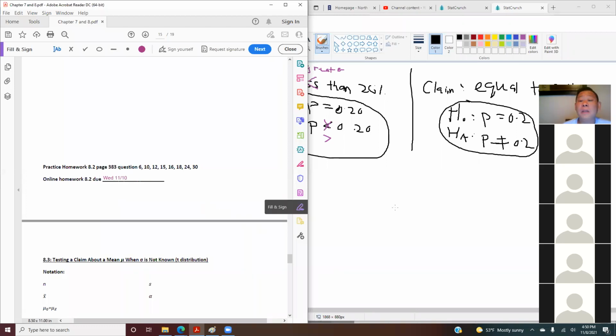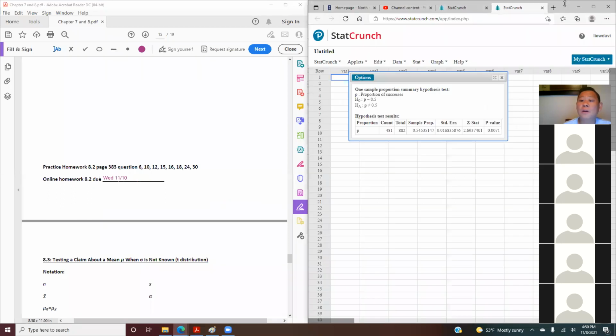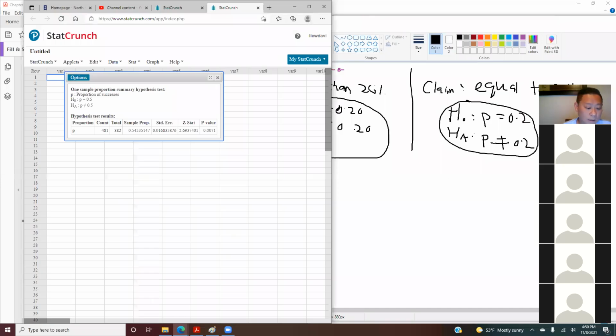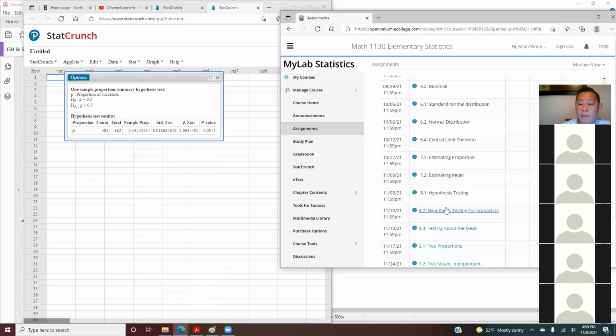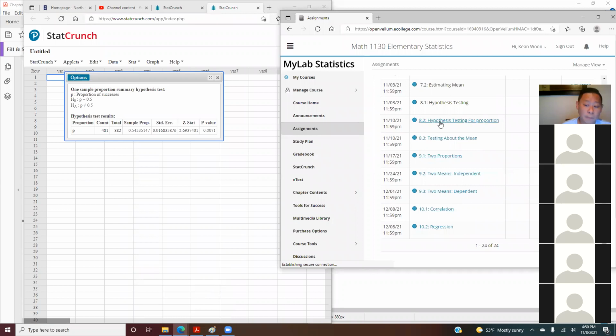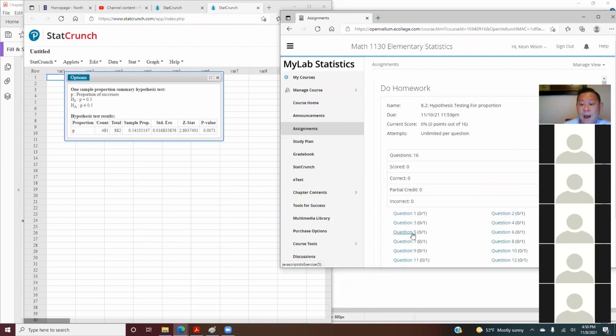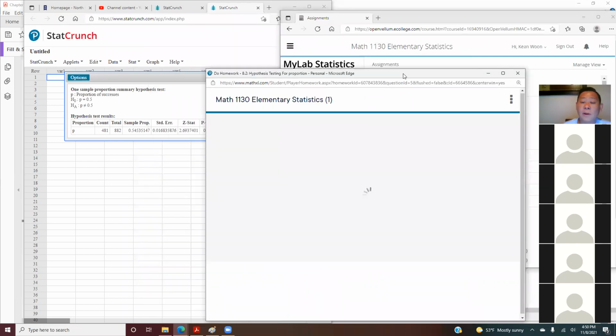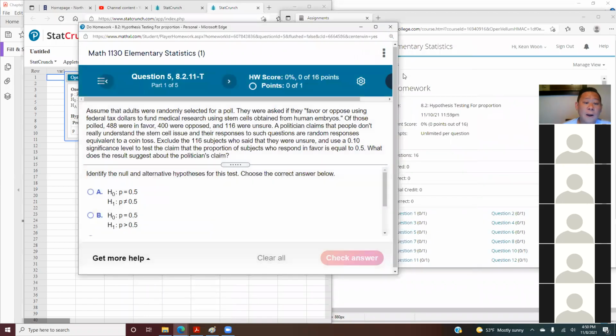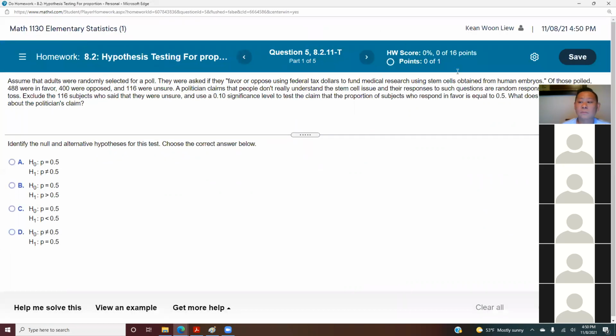8.3, testing the claim about the mean, let's take a look at another question on your homework. Someone asked me this question. In 8.2, question number 5. So this is a question that someone asked me. Again, read this question.